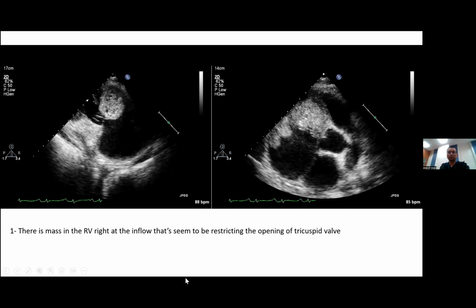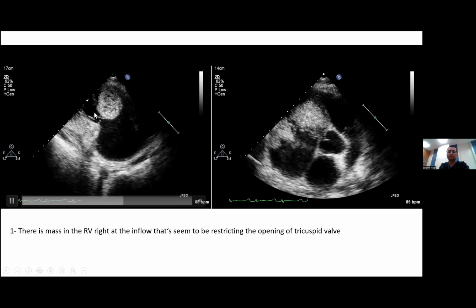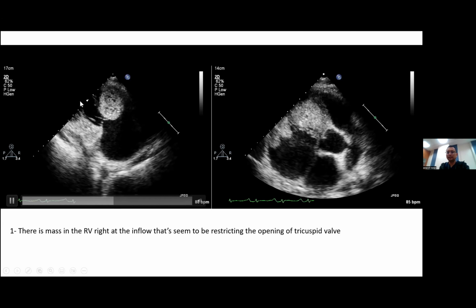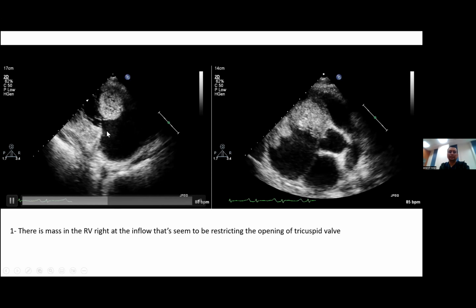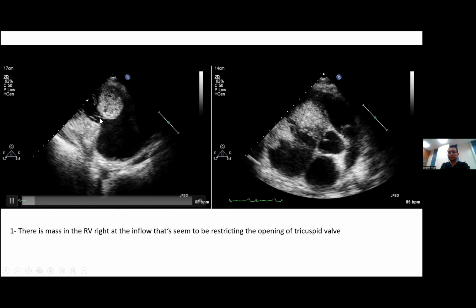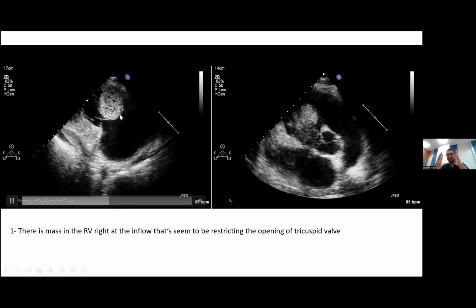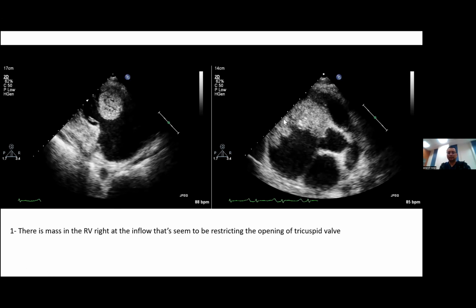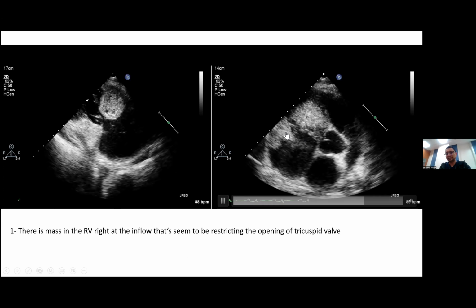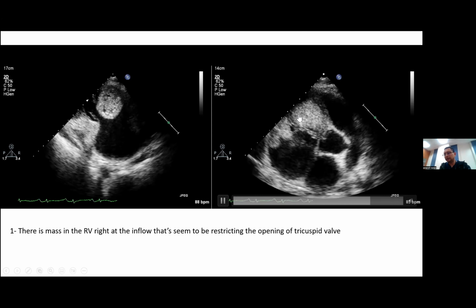Okay, unfortunately, if you look at the RV inflow view here, you can see this big mass here at the RV inflow view. So that is the RA and that is the RV. Okay, this is the inferior leaflet of the tricuspid valve, and you can see that the tricuspid closing is actually restricted by that big mass here. And you can see in the short axis view, so this is the LA, that is the RA, okay, and you can see this mass here at the junction of RA to RV.